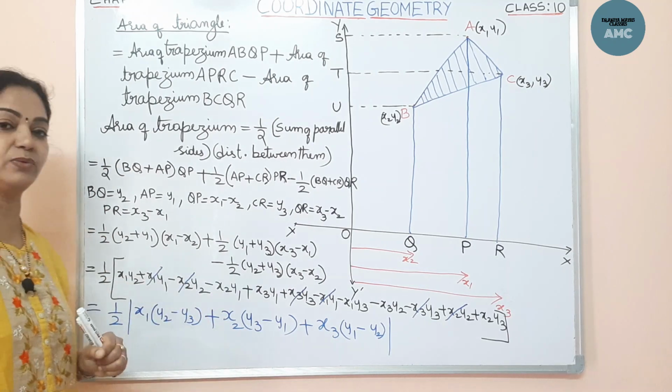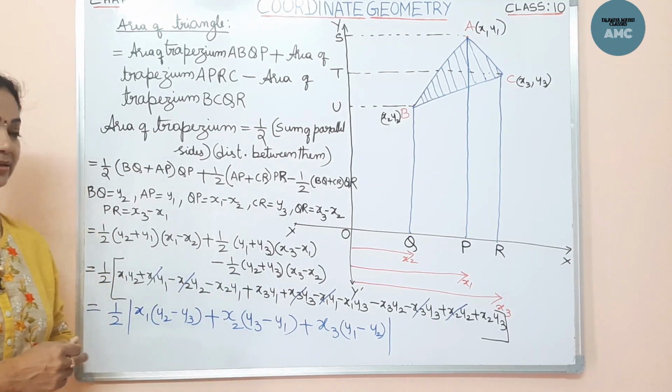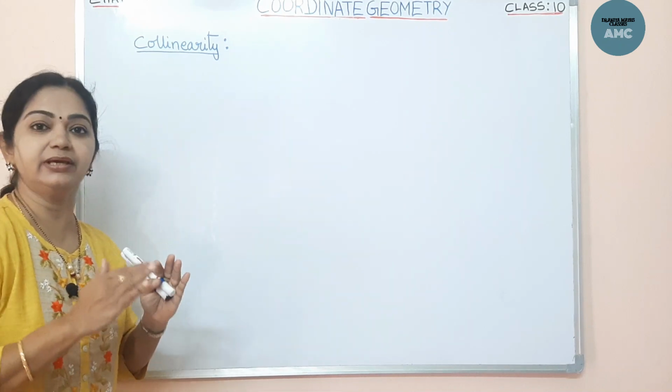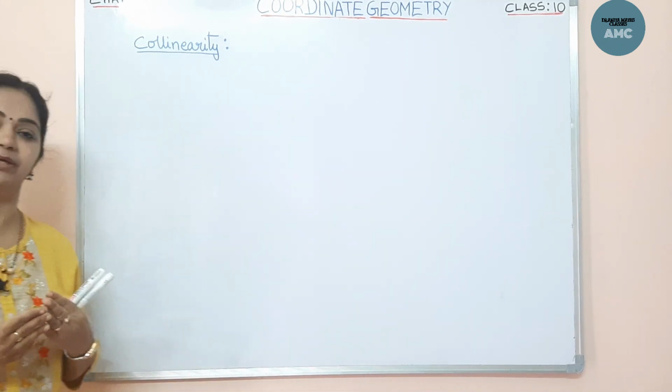Now quickly pause the video. Let us see the collinearity property. Now the property of collinearity. Collinear means when 3 points will be collinear.